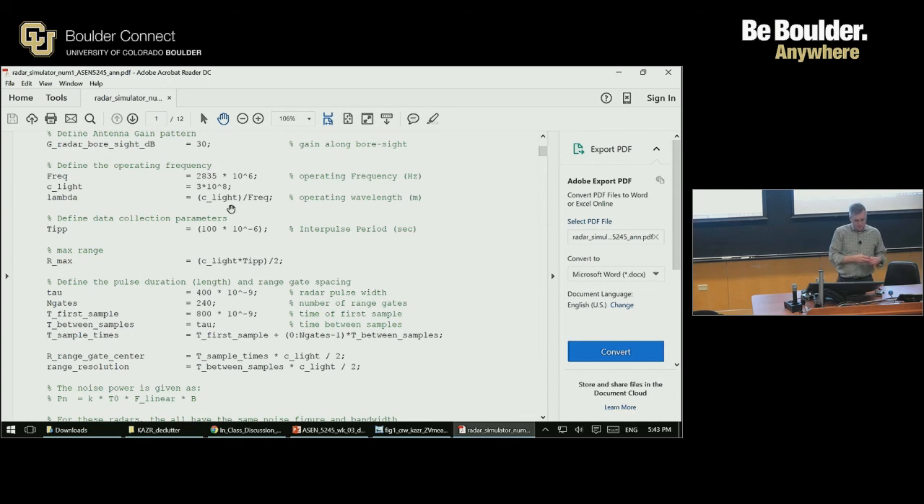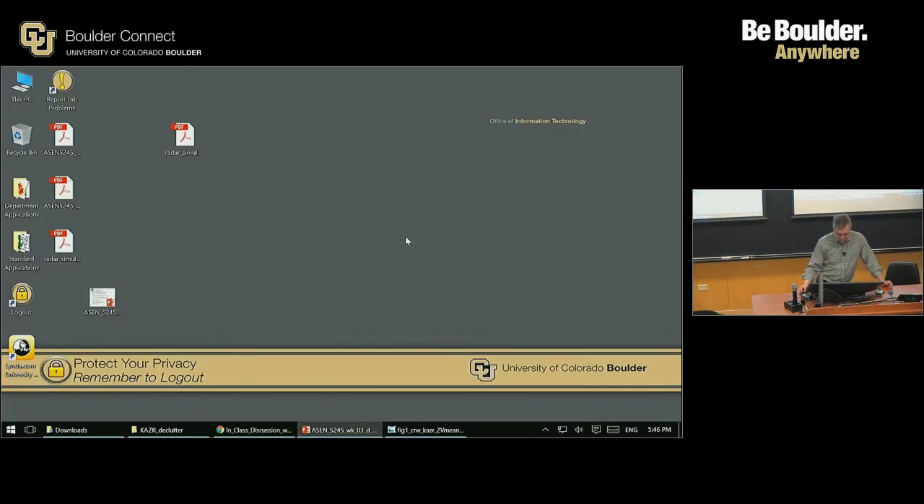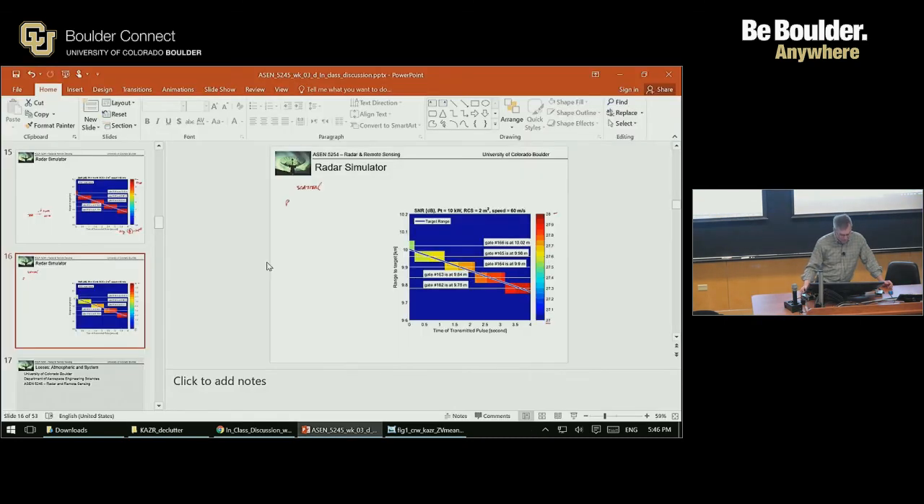That makes sense? I knew I was wrong, but your wavelength was like, and mine was 100 meters, so I was like, oh.